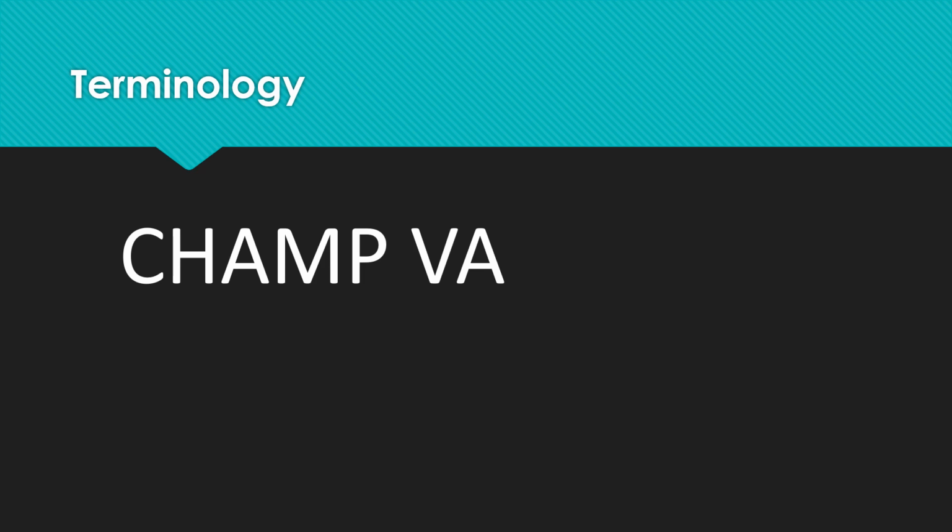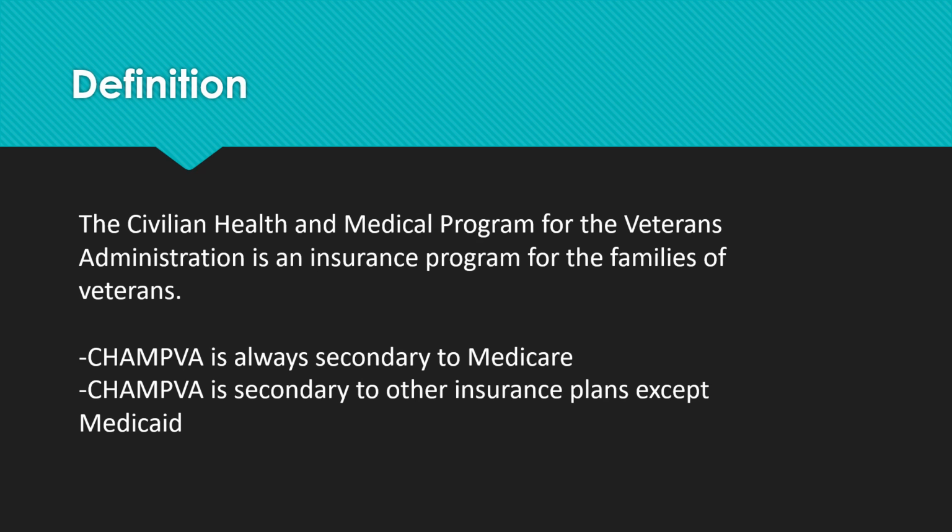CHAMPVA. The Civilian Health and Medical Program of the Department of Veterans Affairs is an insurance program for the families of veterans. CHAMPVA is also secondary to Medicare. CHAMPVA is secondary to other insurance plans except Medicaid.